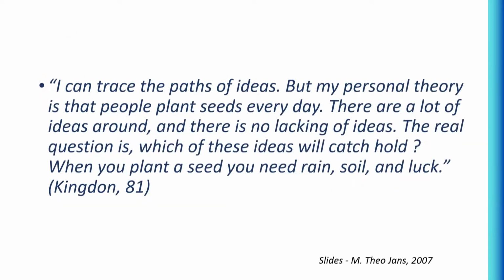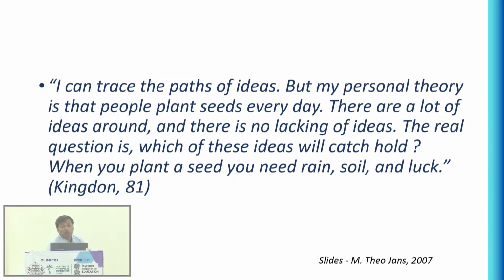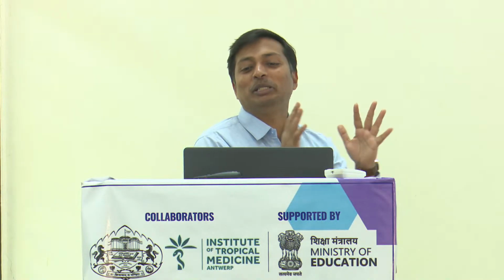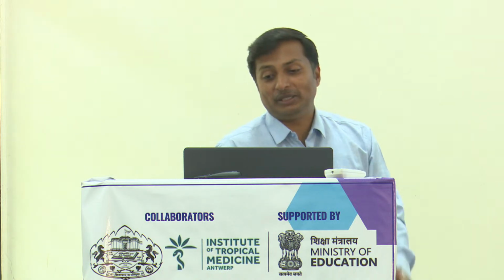So what Kingdon says is, I can trace the paths of ideas, but my personal theory is that people plant seeds every day. There are a lot of ideas around and there is no lack of ideas. The real question is, which of these ideas will catch hold? When you plant a seed, you need rain, you need soil, and luck. Okay. So there are definitely multiple streams that need to come together.